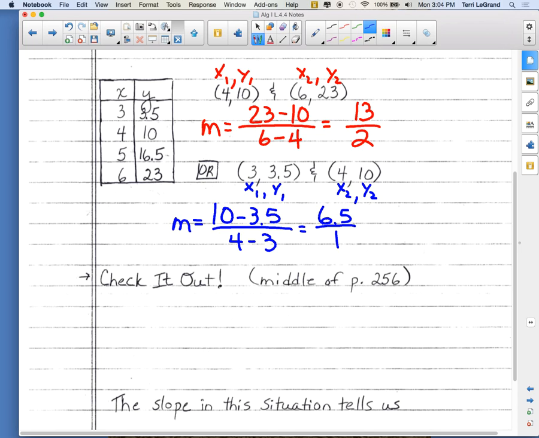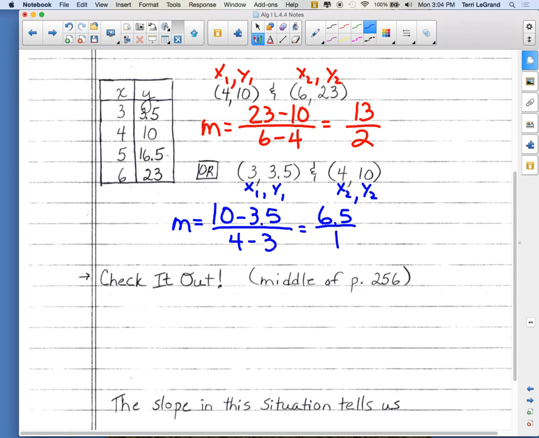So you either end up with a positive 13 over a positive 2 for the first combination of points, or a negative 13 over a negative 2, depending on which point you started with. The second one, you either end up with a 6.5 over 1, or a negative 6.5 over a negative 1. Okay, are these the same slope?